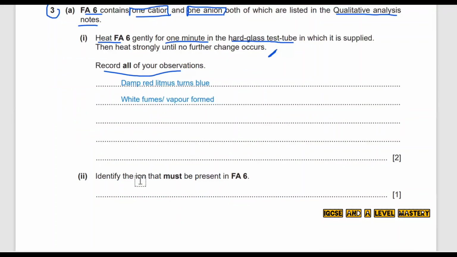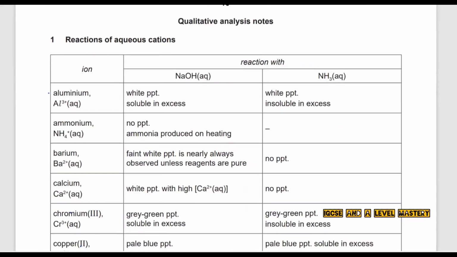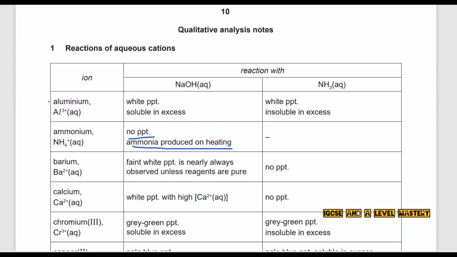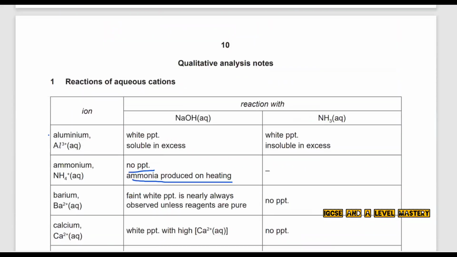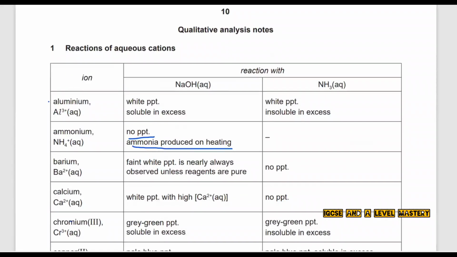So the next is to identify the ion that must be present in Fa6. If we look at the qualitative analysis sheet, we have ammonium, NH4+. That doesn't give any precipitate when NaOH is added, but ammonia is produced on heating. Just by heating the substance, we get ammonia, right? Same like that, we got ammonia just by heating the salt. So we can say that the given substance contains ammonium ion.